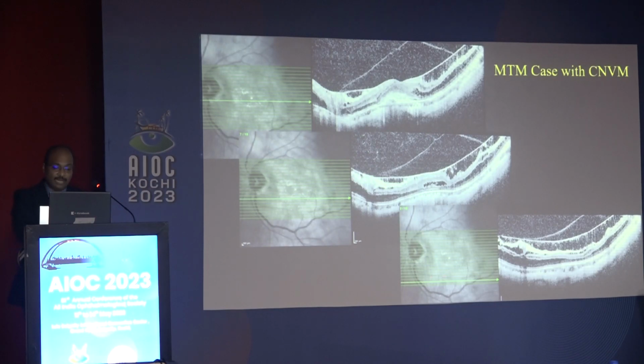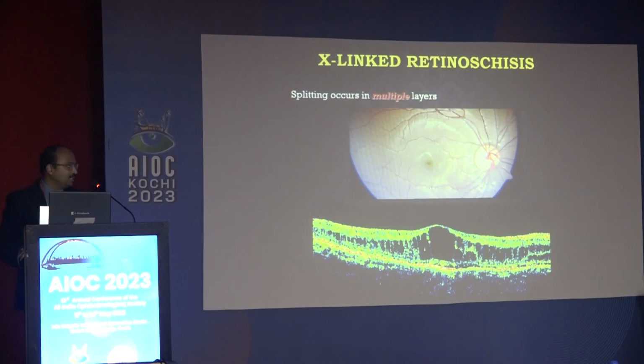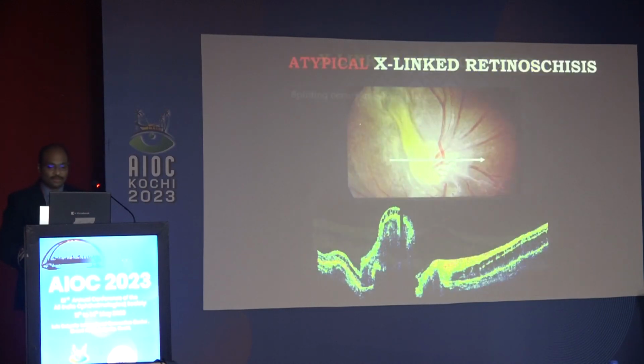This is an example at the fovea. You can see there's a CNVM and a different. Anand, you can see running out of time. They've stopped the timer. Some problem. Okay. Can we just conclude?